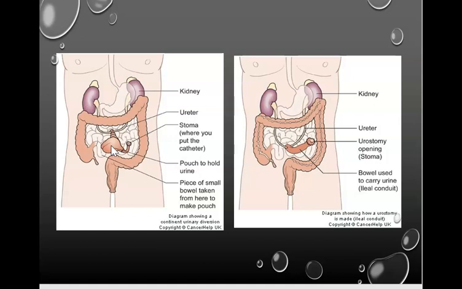So this requires clean intermittent catheterization every 2 to 4 hours. These patients are taught how to do that. So they must be able to do that and be motivated to do that. If they can't, then they're going to end up with an ostomy instead. So nursing diagnosis with both of these is going to be disturbed body image and a risk for infection.